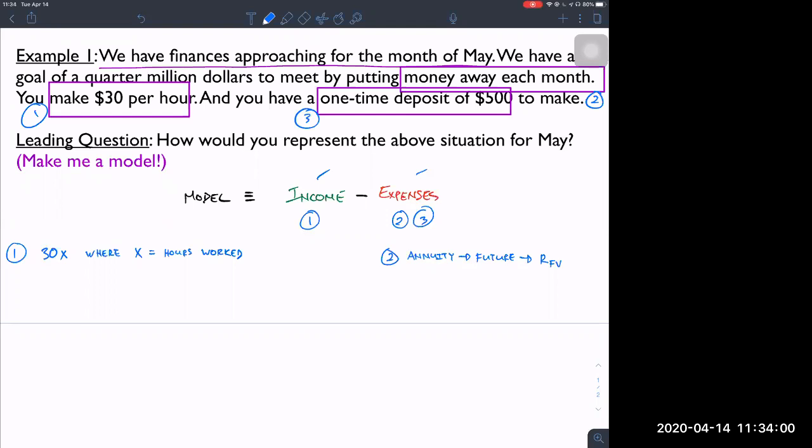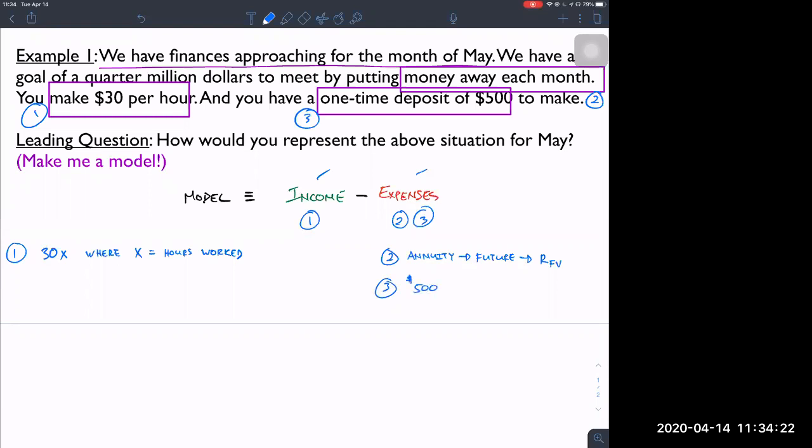Some of you might be going, well, wait, what's the length of time? What's the interest rate? How much are we putting away? What's the goal? Whatever the case may be. Again, we're not doing an actual problem just yet. This is just a matter of setup. And then 3, it's the one-time deposit of $500. And that's just $500.